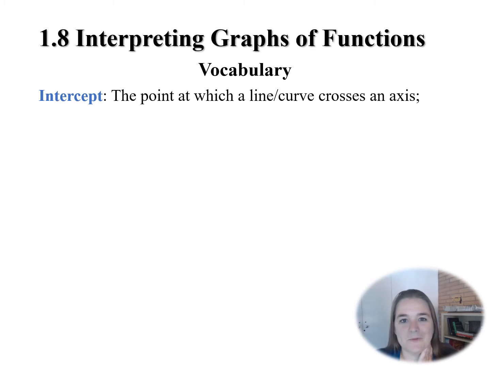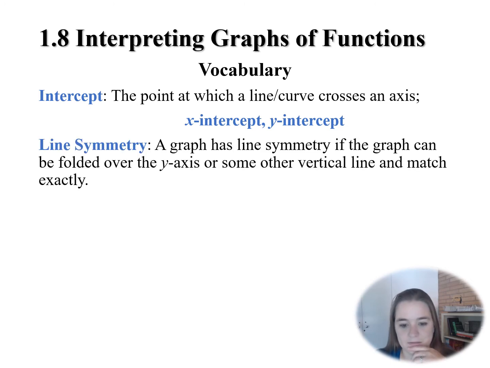Our first term is the word intercept. An intercept is the point at which a line or curve crosses an axis. What we care about is when it crosses the x-axis or the y-axis. So we're going to talk about the x-intercept and the y-intercept.